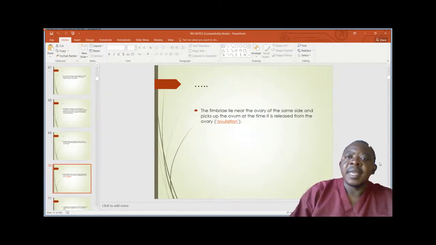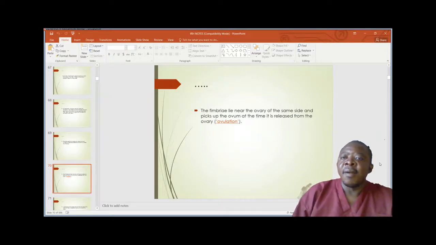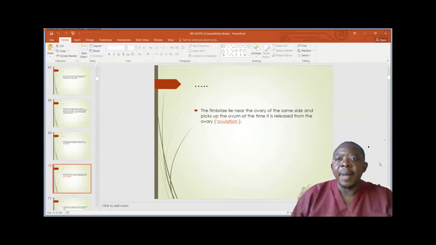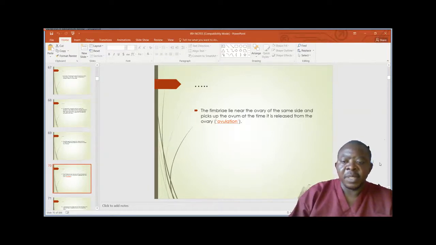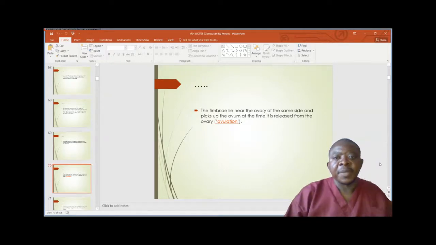The fimbriae lie near the ovary of the same side and pick up the ovum at the time it is released from the ovary, and this process we call ovulation.